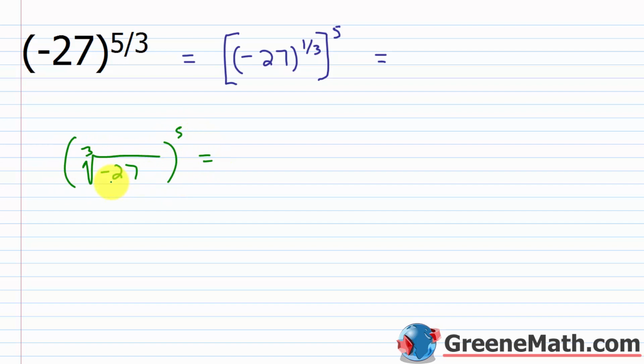So most of you know the cube root of negative 27 would be negative 3, right? Again, that's because negative 3 times negative 3 is 9. 9 times negative 3 is negative 27. Then we'd raise this to the 5th power, and that would give me what? Negative 243. Negative 3 times negative 3 is 9. 9 times negative 3 is negative 27. Negative 27 times negative 3 is 81. And then 81 times negative 3 is negative 243.